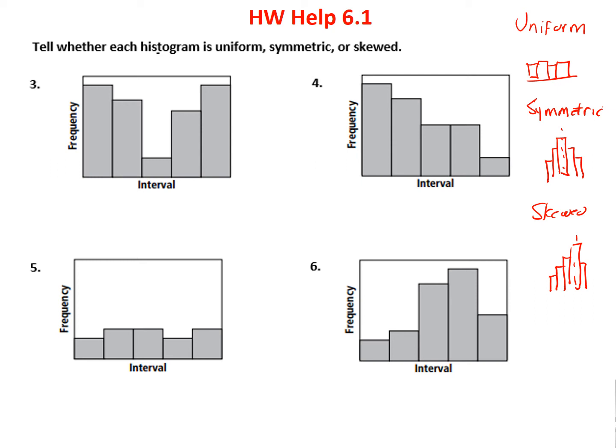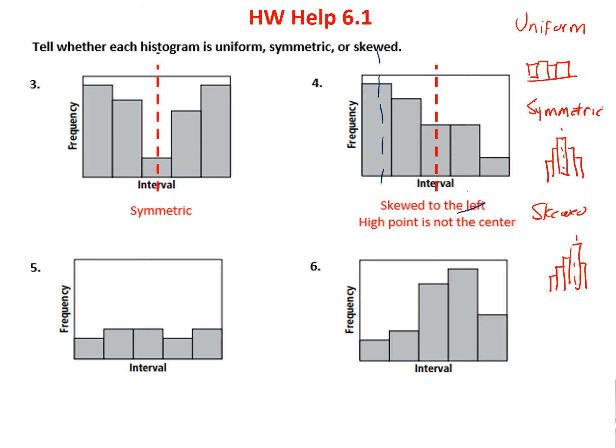So let's take a look at this. The first one, you'll notice that if I look at the center, even though it's going down, on each side, left and right of that line, it's about the same. So that would be typical of a symmetric one. On number 4, the center here is here. I could even draw it. The high point, though, is here. And notice on the high point, everything is to the right. So we would call this skewed to the right. Change that. This is actually skewed to the right. High point is not the center.